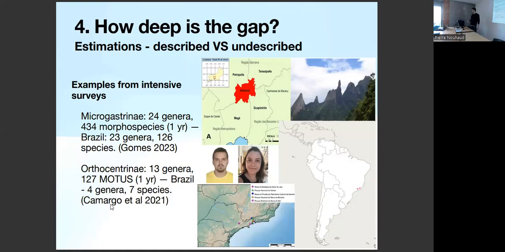Another example is doing local surveys for 1 year. In one local survey of 1 year, you can find many more species than were described in the entire history of taxonomy. So it's common. You go to one place, you collect for 1 year, and you have more species than have been described in the 200 years of taxonomy. Okay, so these are some examples of work we did in Brazil.